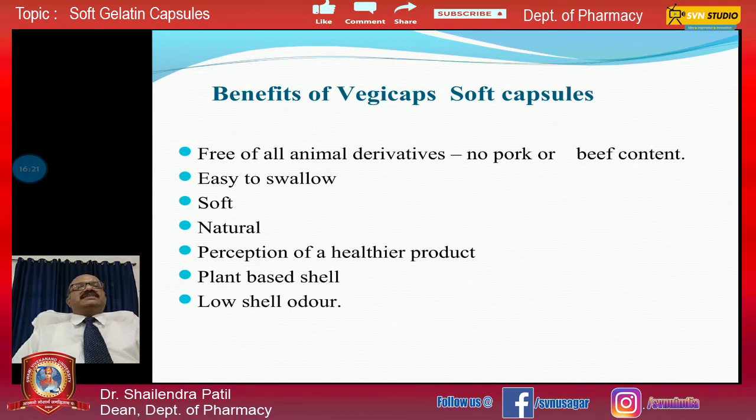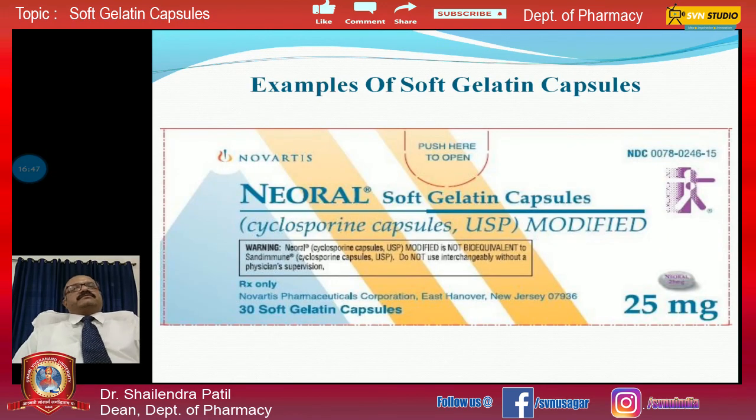Benefits of veggie caps soft gelatin capsule. It is free of all animal derivatives, no pork or beef content. It is easy to swallow, it is soft, it is natural, and it gives the perception of a healthier product. Plant-based shells are used and there is low shell odor. So all these are the benefits of veggie caps soft gelatin capsule.